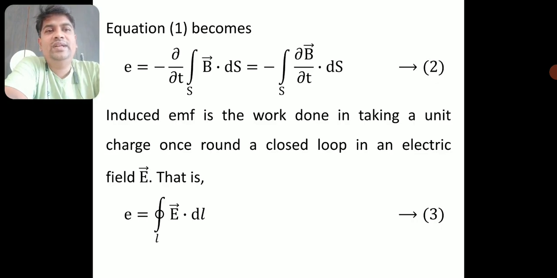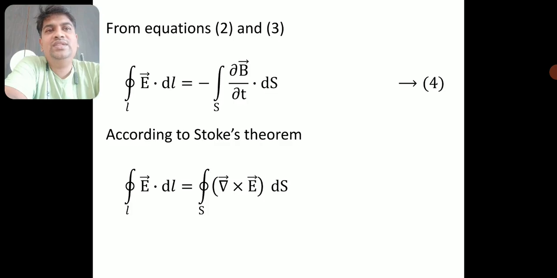If I do that, our equation becomes line integral of E dot dl is equal to minus surface integral of ∂B/∂t dot ds. Okay, so this is from both equation number 2 and equation 3. Both are the EMF, so I am equating these two. So line integral of E dot dl is equal to minus surface integral of ∂B/∂t dot ds, equation number 4. Now I am applying Stokes theorem here.